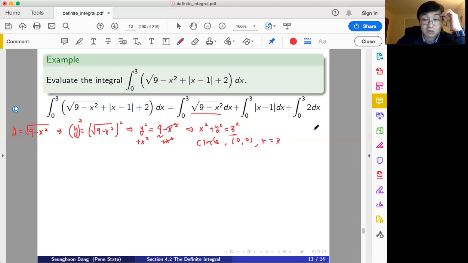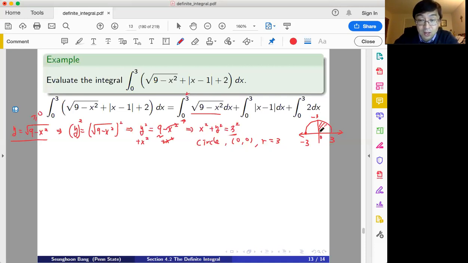So you can draw the graph here. Circle. But what's the y value? From the original one, y equals the square root of 9 minus x squared, always positive. Exactly a semicircle, the upper semicircle. This point is negative 3, this is 3. So what are the lower limit and upper limit? Lower limit 0, upper limit 3.